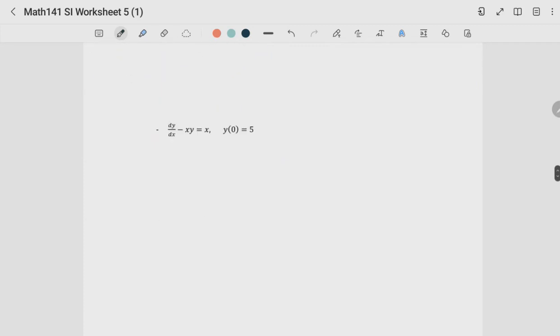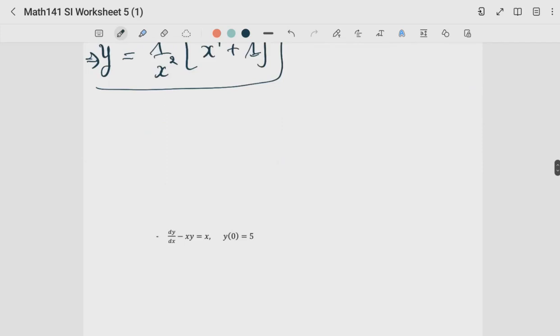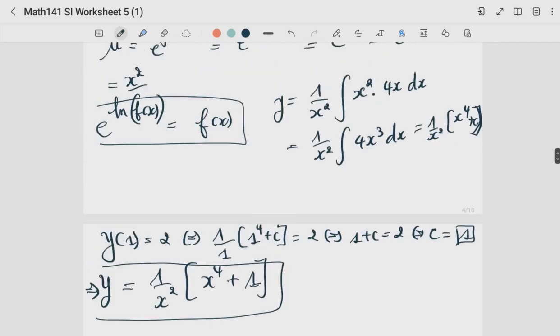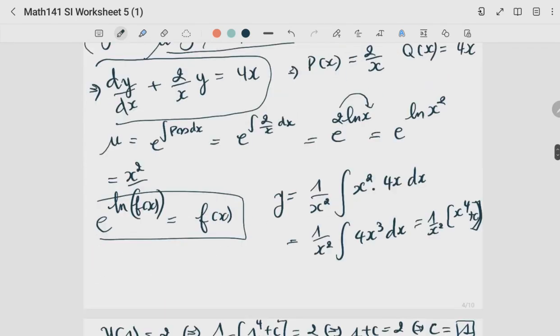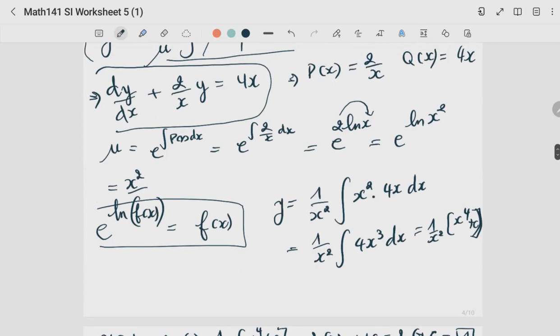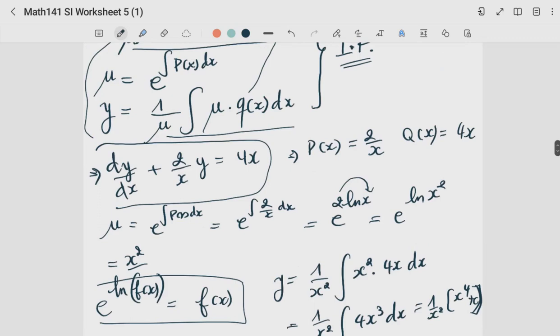Okay, so moving on. Again, we're given another differential equation, dy over dx minus xy is equal to x, with the initial value being equal to 5 at 0. So then we use the same logic.